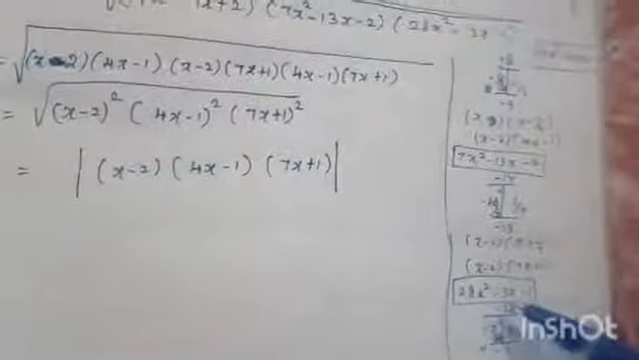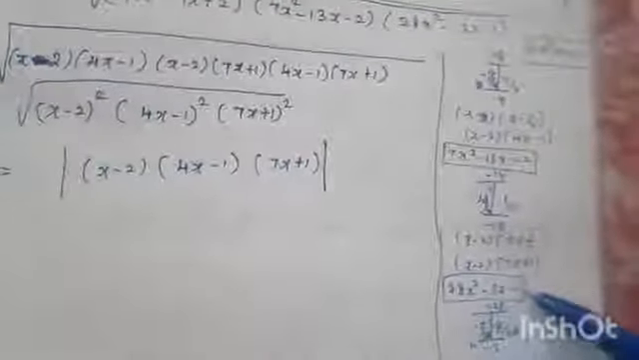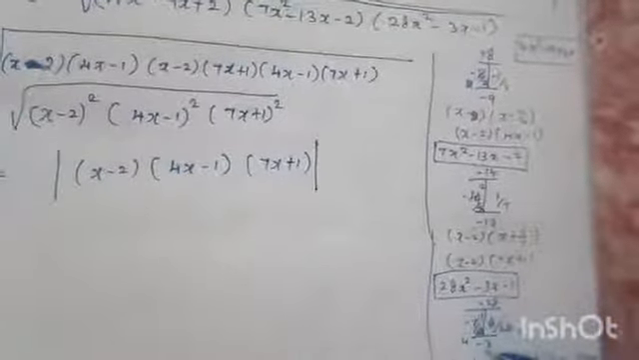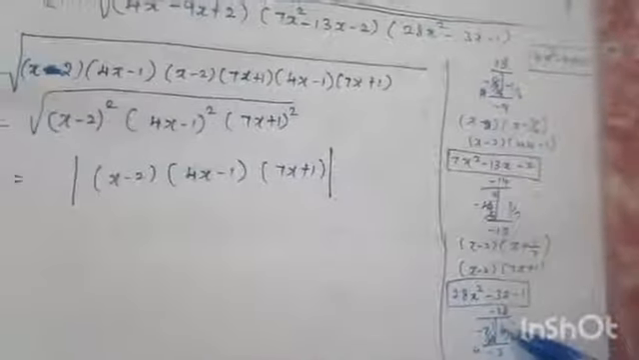Third one: 28x² − 3x − 1. The product value is −28 and the adding value is −3. So 7 fours are 28.